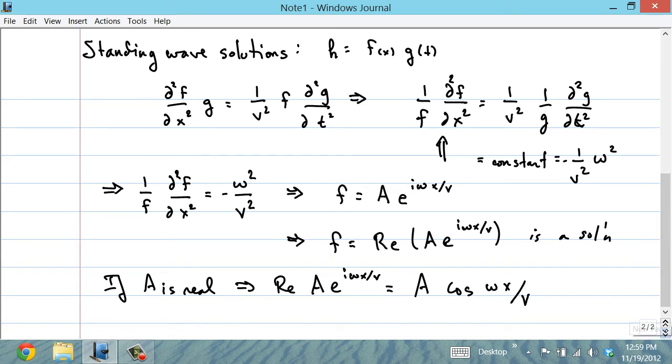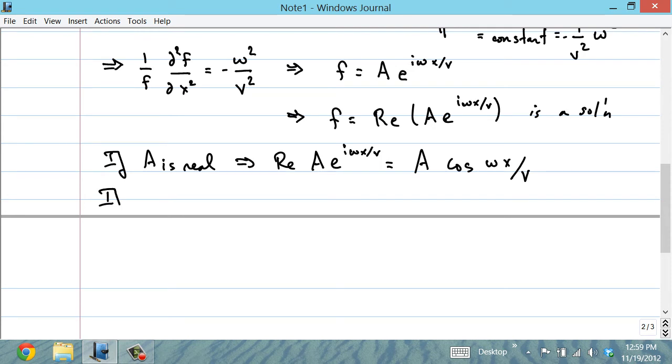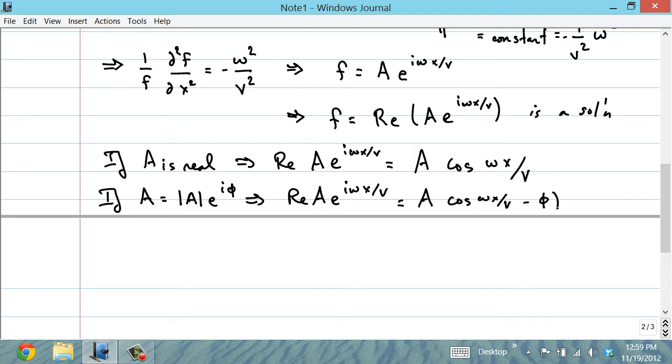Whereas if A is complex, so if A is equal to, say, let's call it the absolute value of A times some phase e to the i phi, then that would tell us that the real part of A e to the i omega x over v is equal to the absolute value of A times cosine of omega x over v plus phi. Just using the fact that the real part of e to the i theta is equal to cosine of theta for any real number theta.